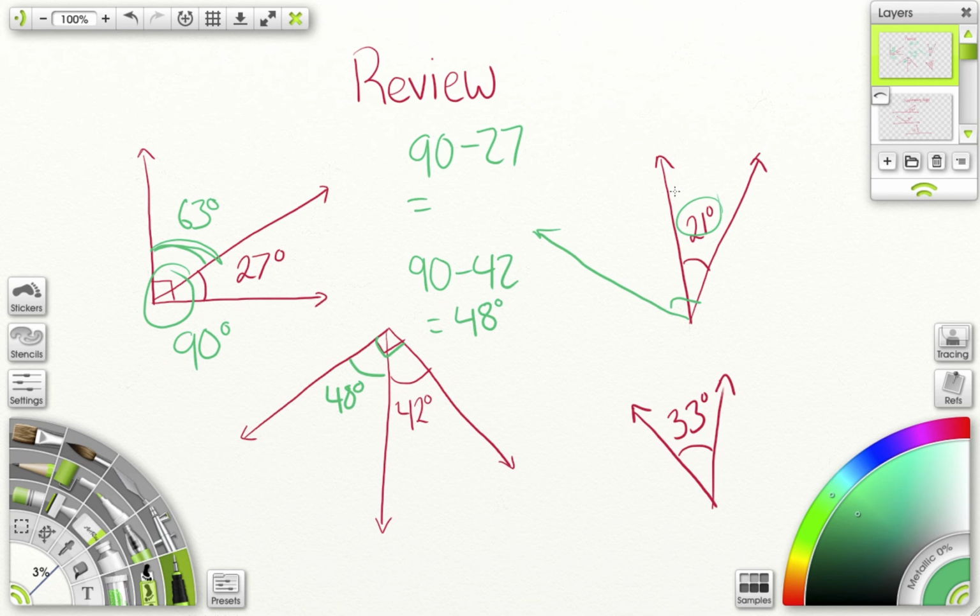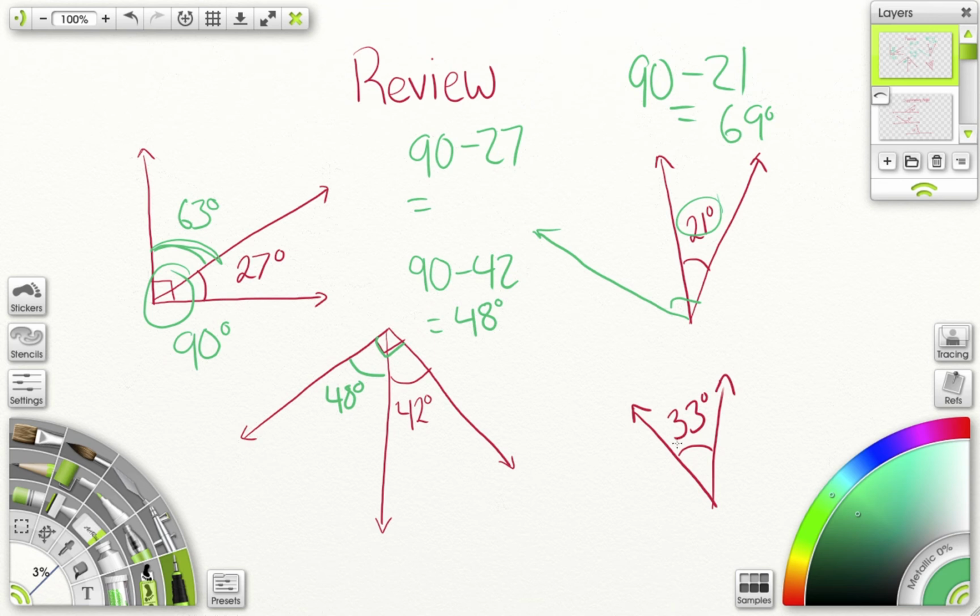So you will see a few of these questions this time around where it's basically a V shape and it's asking you to find the complement of that angle. So if you are given 21 degrees and you need to find the complement of it, the same rules and the same method apply. You do 90 minus 21, and that will give you 69. So the complement of 21 degrees is 69 degrees because those added together will create 90.